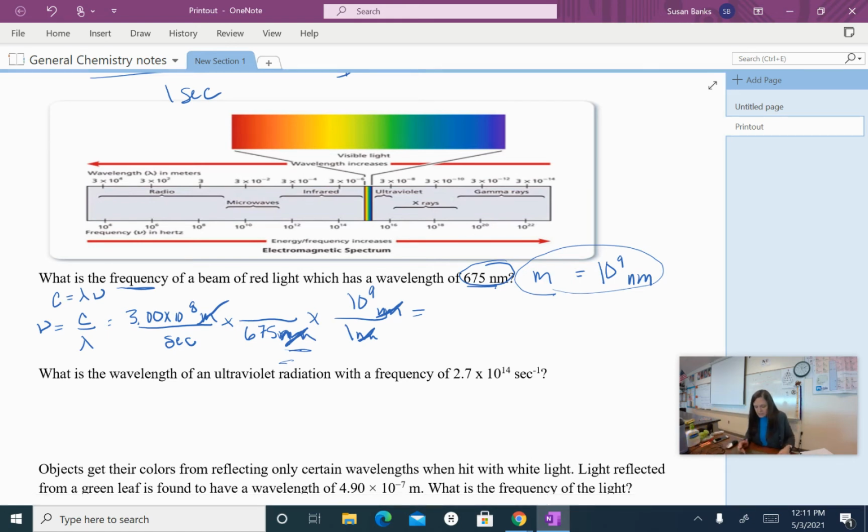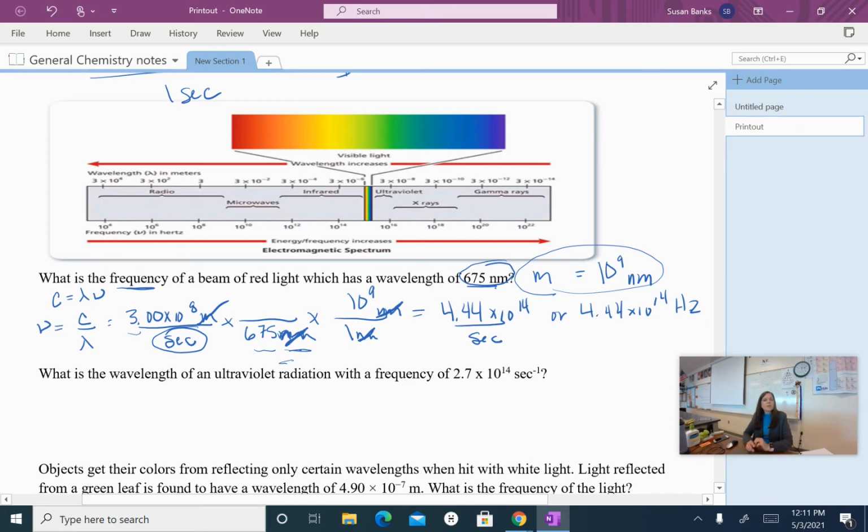And we will get, let's see, we've got 3 digits here and we've got 3 digits here. So we're going to report 3 digits. We will get 4.44 times 10 to the 14th per second, because we're left with the unit per second. Everything else is canceled out. Or we could write this as 4.44 times 10 to the 14th hertz, because hertz is just per second.